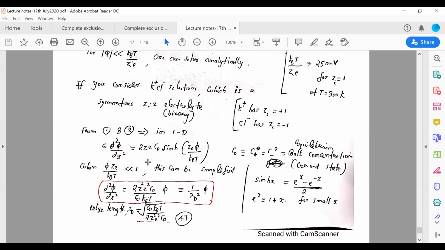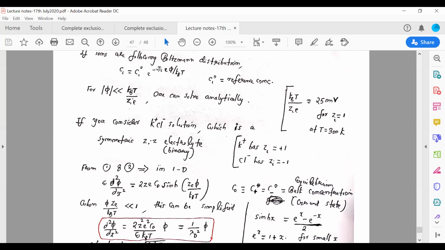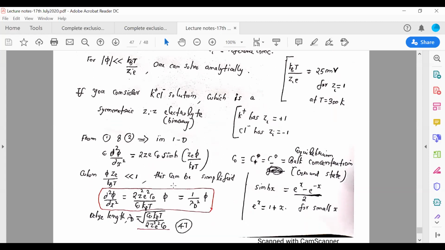Then if you substitute this, what you get is something like this. You have an exponential expression. Here you have +1 and +1, because you have two valencies. That will give you sinh values. Now if you assume that your phi is much smaller than kBT by Ze, that is our assumption, if you write it like this, then you can simplify this.